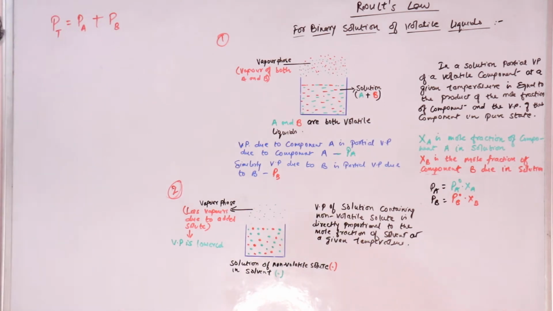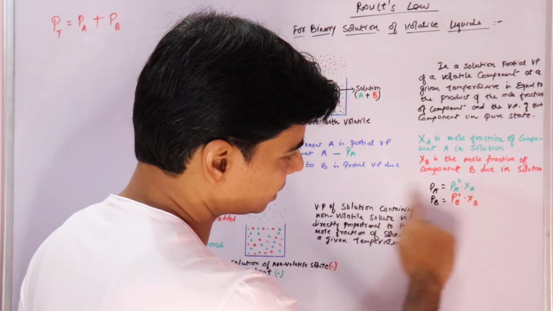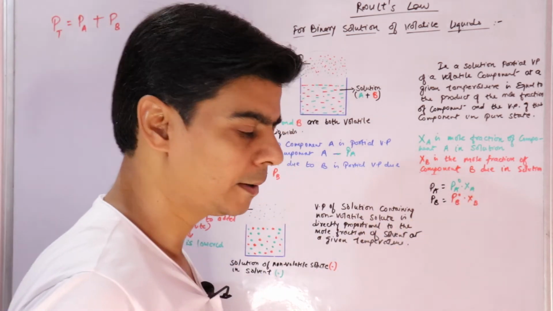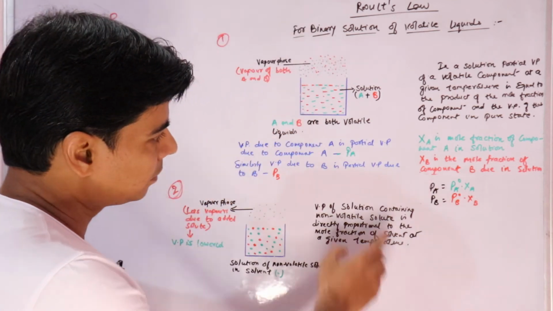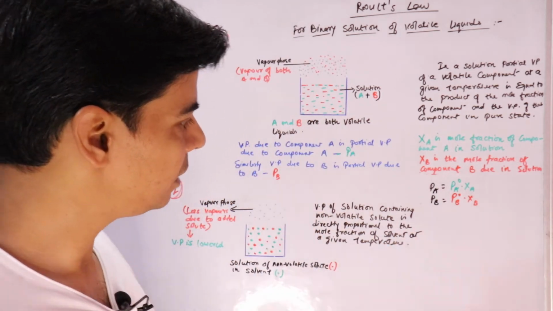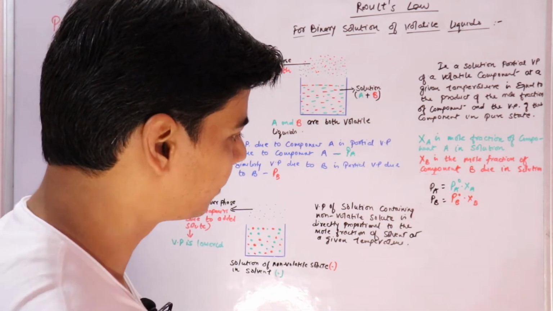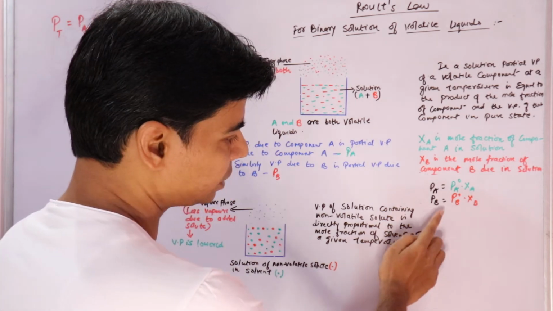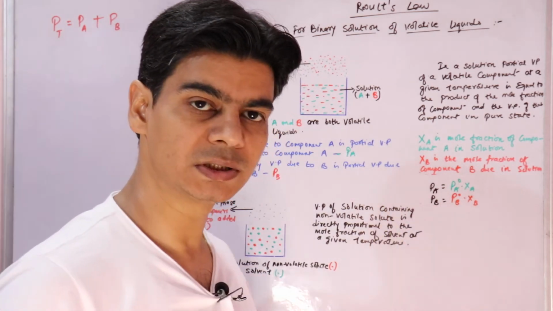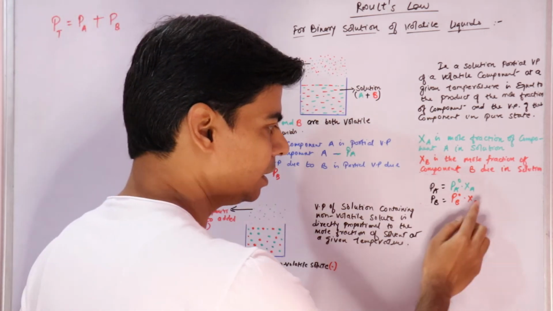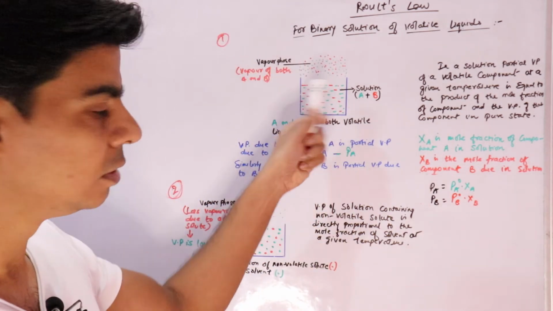So this is the expression for the partial vapor pressure due to component A. It depends on the mole fraction of A and the vapor pressure of pure liquid A. PA0 represents the vapor pressure due to pure component A. Similarly, for component B, the partial vapor pressure is equal to PB0, the vapor pressure due to pure component B, times XB, the mole fraction of component B in this liquid solution.